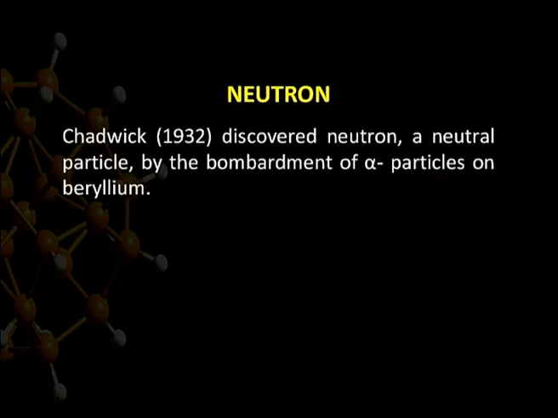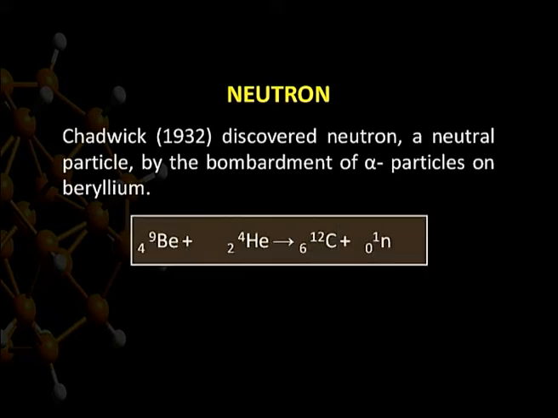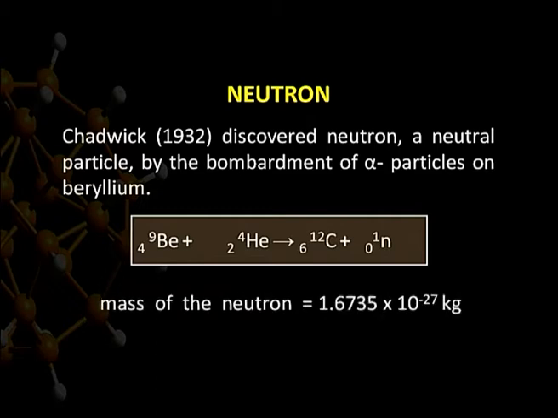Chadwick in 1932 discovered the neutron, a neutral particle, by the bombardment of alpha particles on beryllium. As shown in this equation, when beryllium is bombarded with helium alpha particles, it is converted into carbon and a neutron is ejected. The mass of the neutron is equal to 1.6735 × 10^-27 kg.